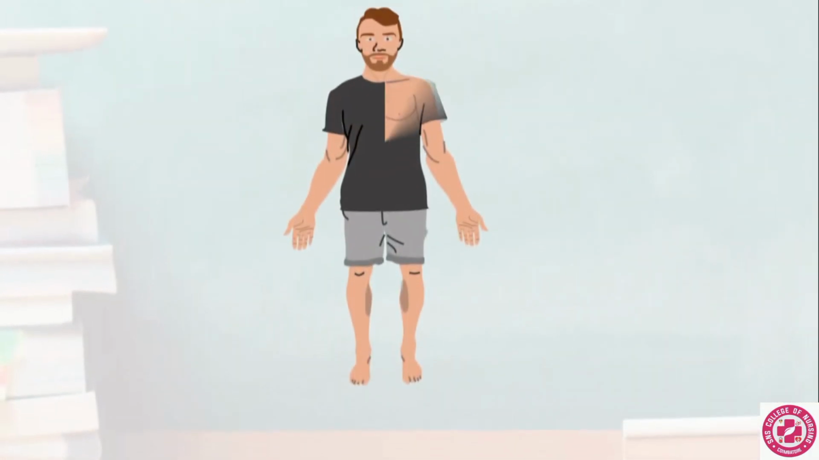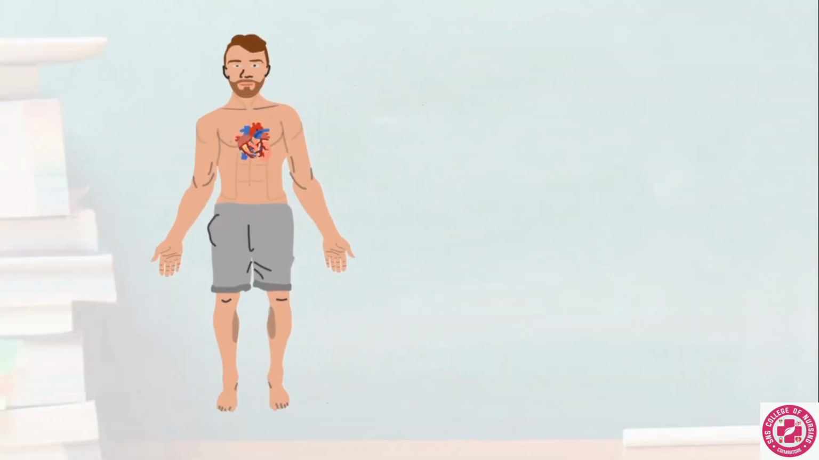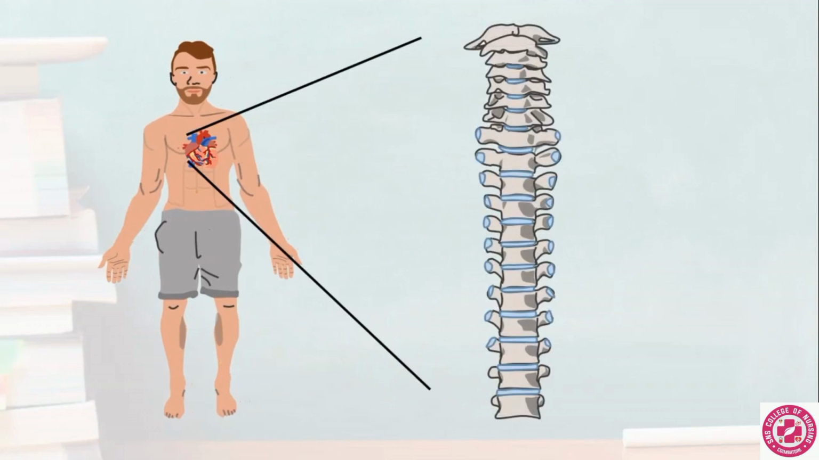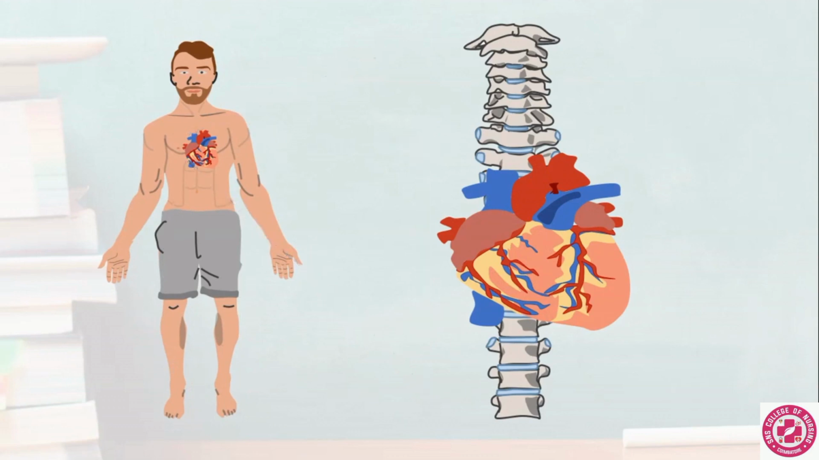The heart is the centre of our cardiovascular system, and all veins eventually drain back into its right atrium. Taking a closer look at the heart, we can see it sits just anterior to the T4/5 to T8/9 vertebral bodies. The main vessels leaving the heart are the aorta and the pulmonary artery.